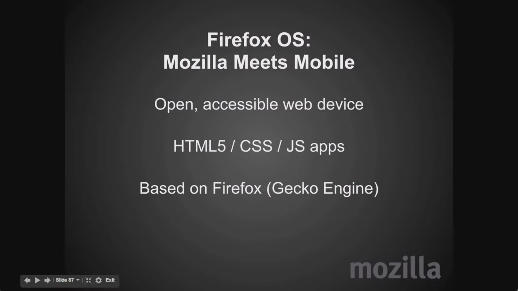So what mobile OS am I talking about? As some of you might know, Mozilla has been working on something called Firefox OS. This is an open, web-accessible device that's built on top of what we know best, which is the browser. We're using Gecko, which is our web rendering engine, to drive the phone itself, allowing all the applications running on our phone to be written in CSS, JavaScript, and HTML5.